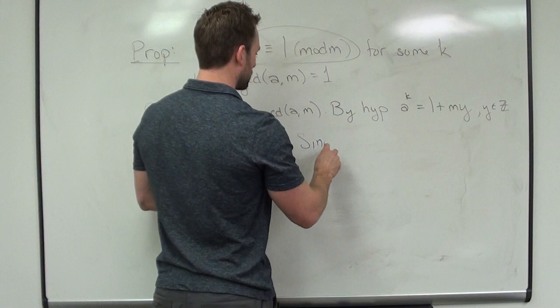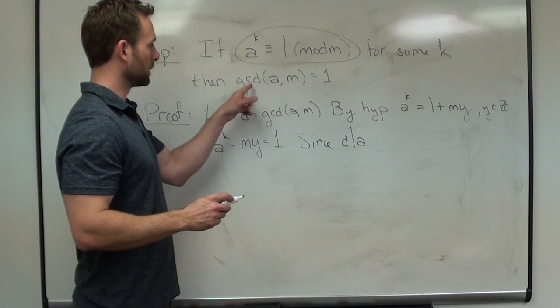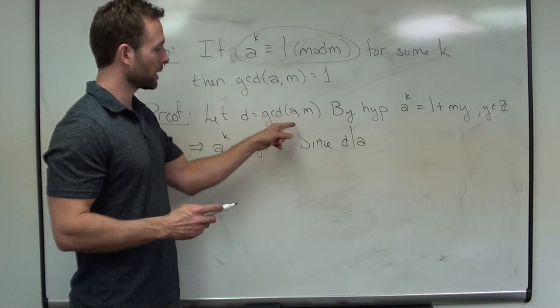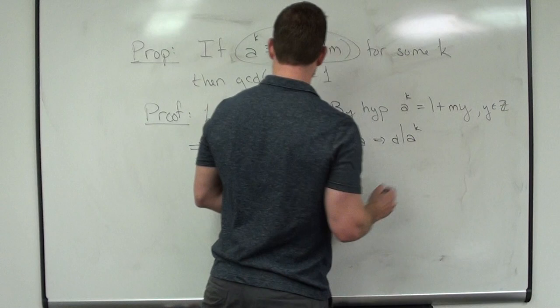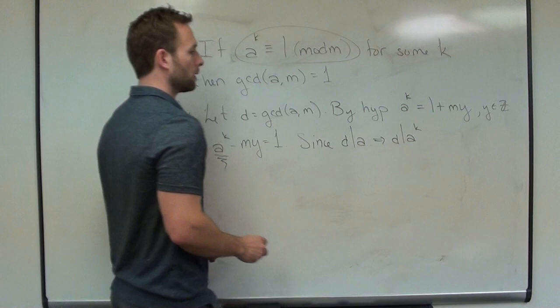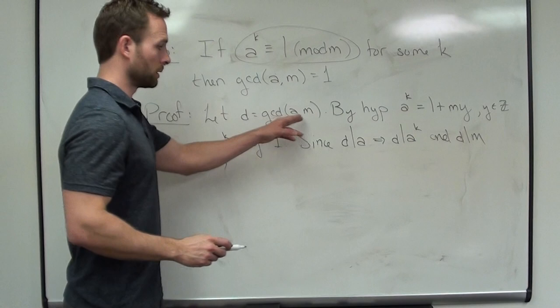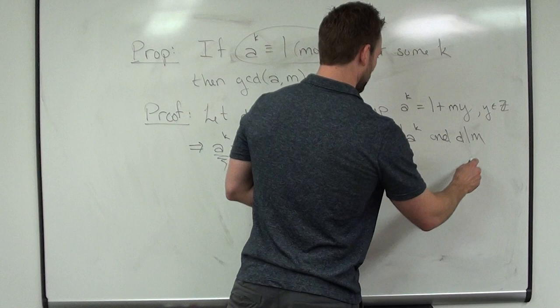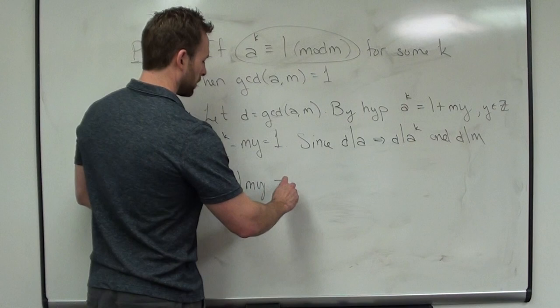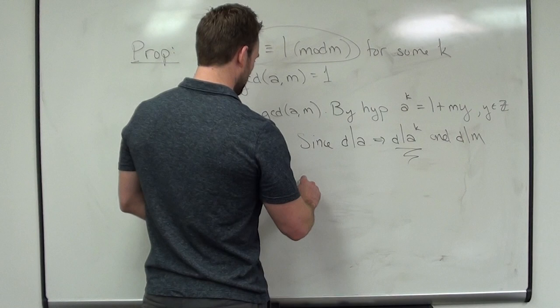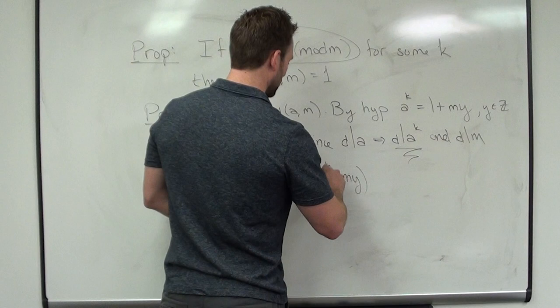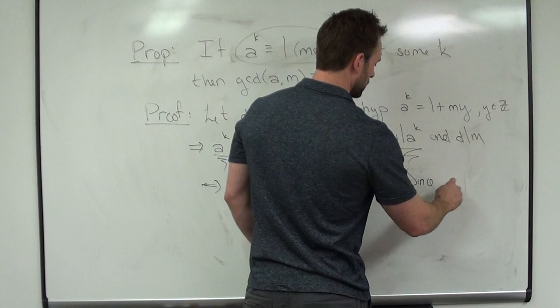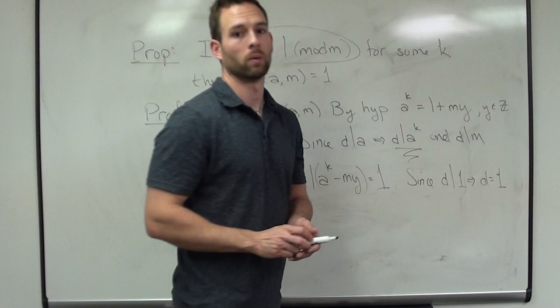And so, since d is the GCD of a and m, d divides a, then that means that certainly d will divide a to the k. And this is something that we're going to keep doing over and over. And d also divides m, because it's the GCD of a and m, so it divides each of those. Which means that d divides my, and d dividing my, d dividing a to the k, means that d divides a to the k minus my, which is just 1. So since d divides 1, this means that d must in fact just be 1, and we're done.